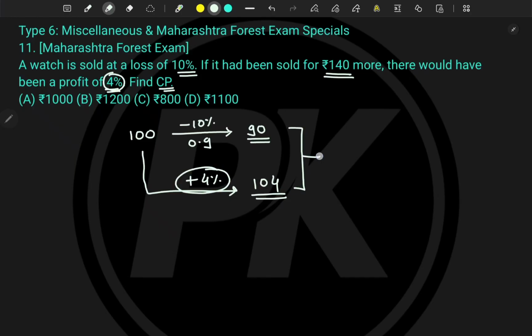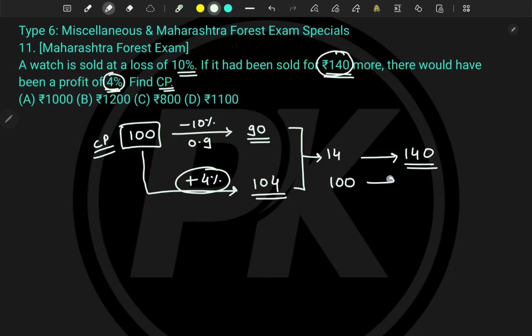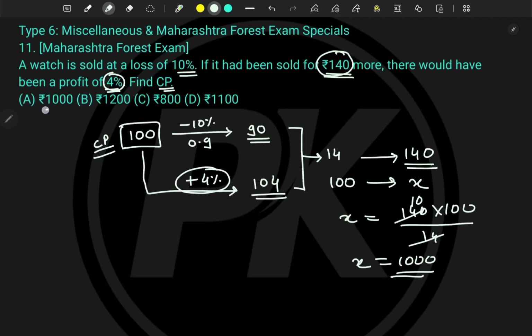So this difference is how much? 14. But our actual difference is 140, right? So 14 units are equal to 140. What was our assumption of cost price? It was 100 units. So 100 units equals how much? Just do the cross multiplication. X is equal to, it's very simple, 140 into 100 divided by 14, right? So 100 into 10 is 1000. X is equal to 1000, and hence option A is correct, right? Let's move to the next problem.